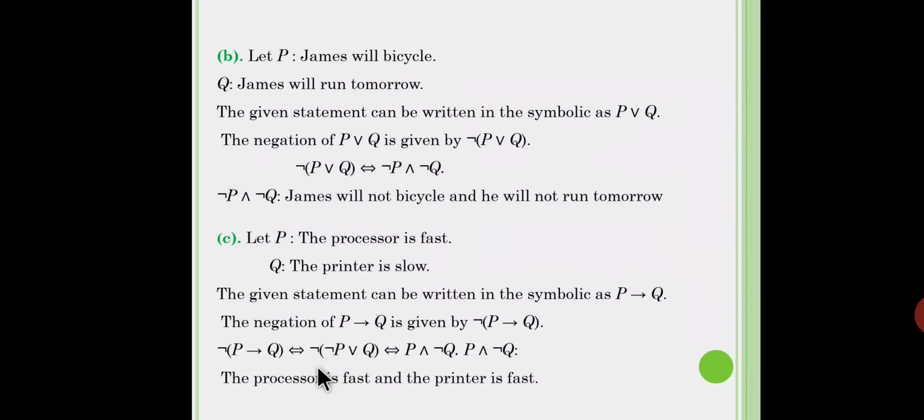Negation of P implication Q is equivalent to negation of (negation P or Q). So we are applying negation: negation of negation P and negation Q. What is the resulting statement? P and negation Q. How can we write this as a compound statement? P means the processor is fast, and Q is the printer is slow. What is the negative word of slow? Fast. So the conclusion statement is: the processor is fast and the printer is fast.